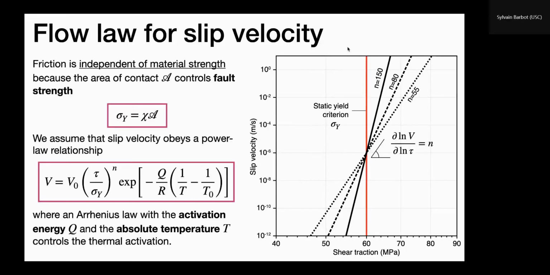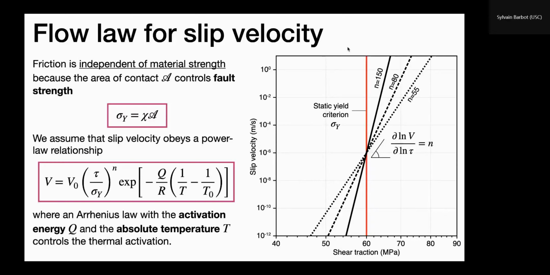So if you consider a static yield criterion, sigma y, that means that if the stress reaches that number, you fail. So velocity can be anything along that line. But if you consider a power law, this is a little more subtle. It says, well, if you approach sigma y, you slip very slowly. And if you exceed sigma y, you slip very fast.